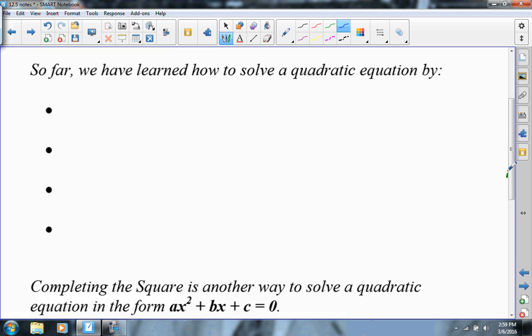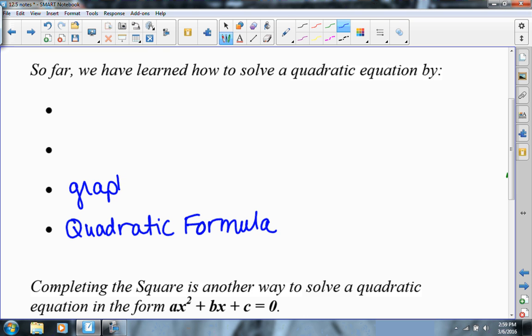Now, what we've talked about so far for how we can solve a quadratic equation: we can solve it by using the quadratic formula. That's our last resort, so I'll put it at the bottom of our list here. We could also solve it by graphing, which we saw in Chapter 9. This is kind of a review of all the Chapter 9 information.